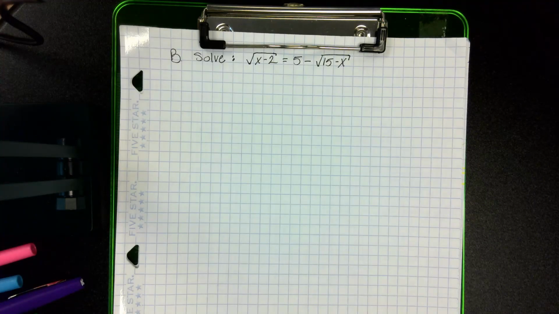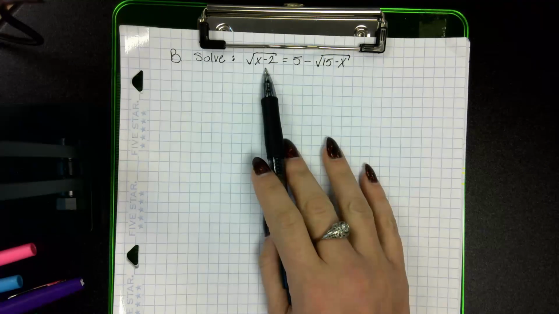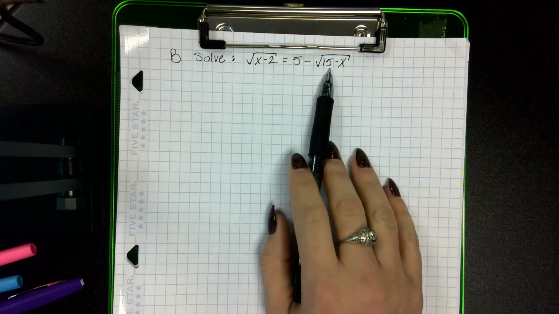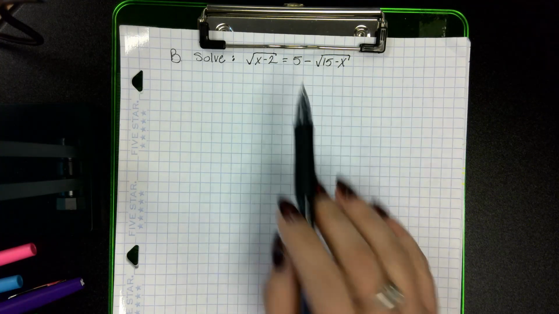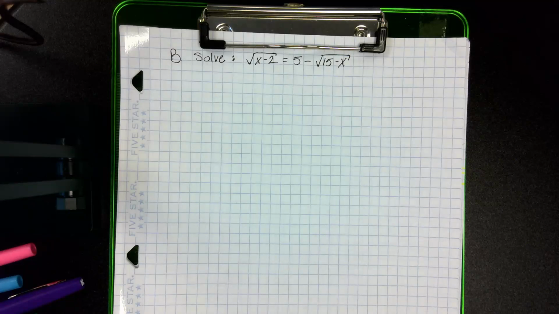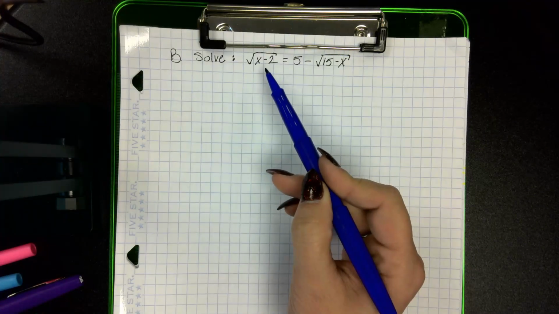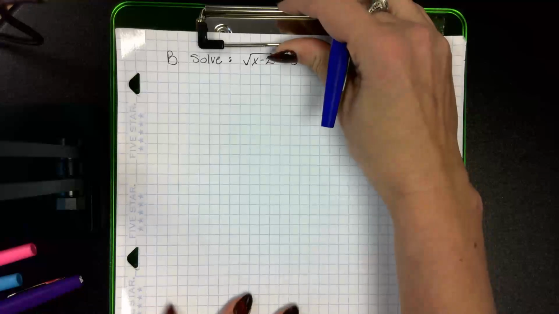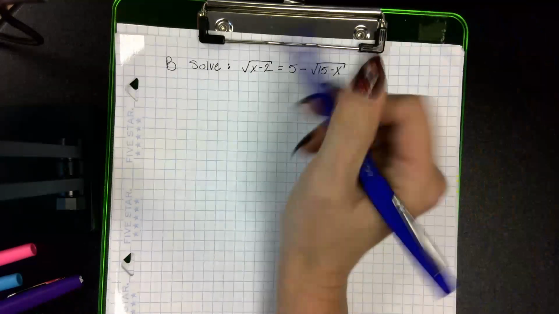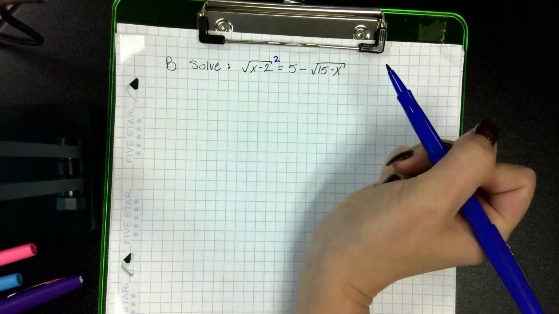All right, the second example, we have a radical, and it is isolated, equals a number minus another radical. Well, there's no way to isolate both of them, so we're just going to start with eliminating the radical that's already isolated. It's a good enough place to start. So I'm going to square the left-hand side.